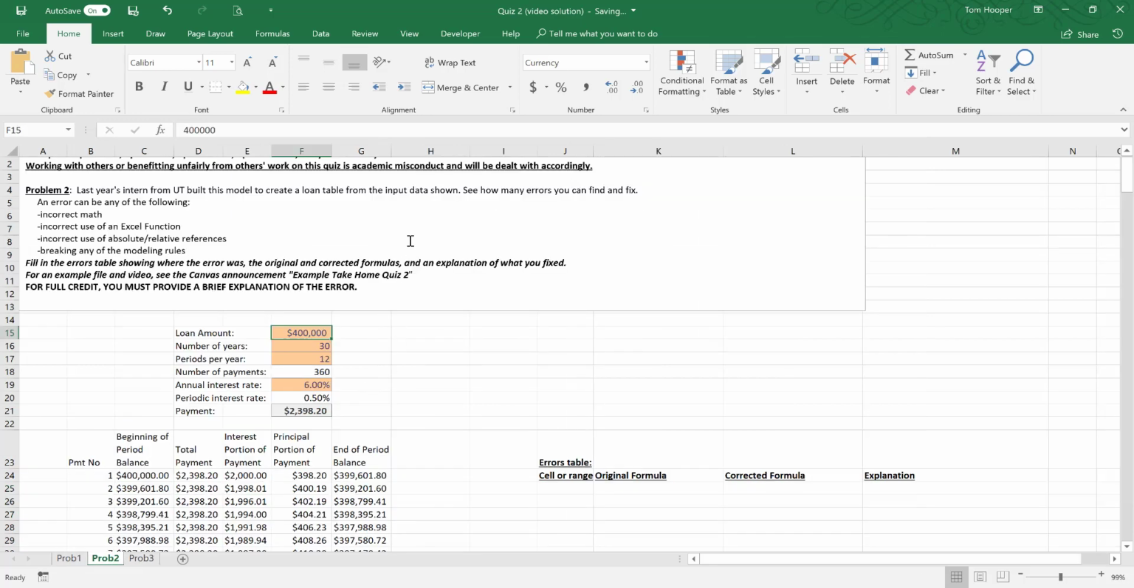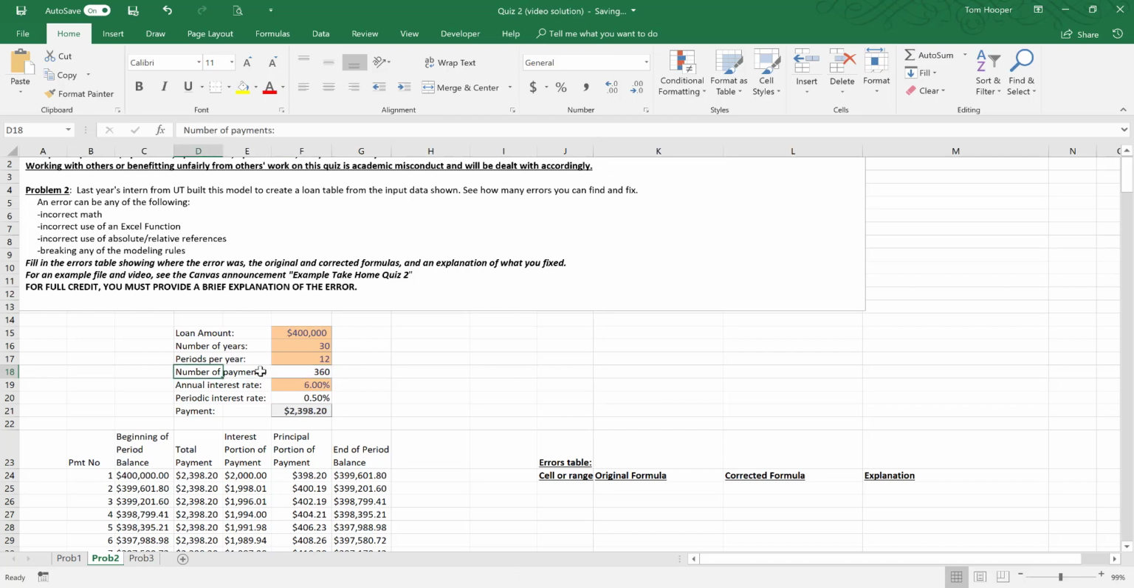Problem 2, when we look at this one, and I believe this was the one where we had an intern from University of Texas, so this is probably going to have a lot of errors in it. Had some inputs. Let's make sure they're all values. Had a white cell here that doesn't appear to be an input. It's not formatted as an input, but it does have a value typed into it, so we have a problem there.